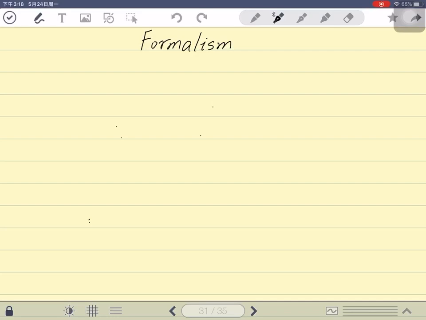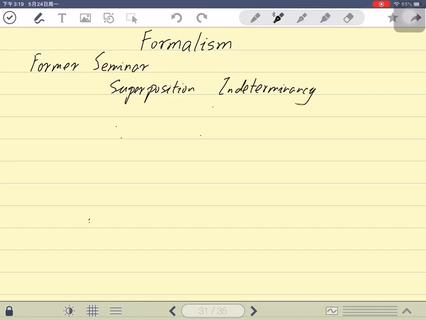Today we will talk about something of formalism. First, let's go through what we have discussed in former seminars. We have discussed the two principles of quantum mechanics, superposition and indeterminacy. After that, we defined wave function and discussed its property, especially the duality property. And then we defined operator and its matrix so as to obtain some useful conclusions. At the end of last time, we introduced Dirac's notation.